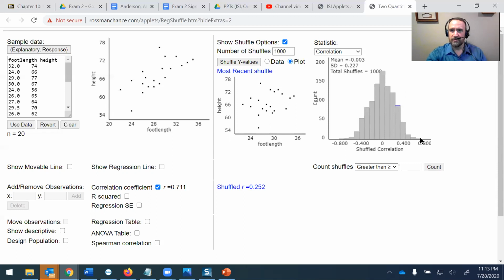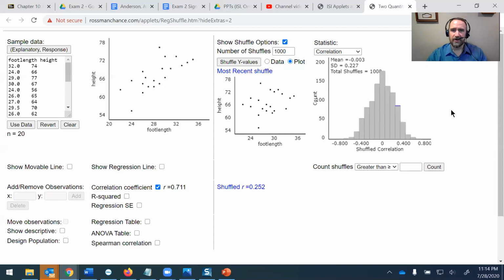Here's what we would predict if the null hypothesis were true. Not too surprising, right? Centered around a 0 correlation. If it's really true that there's no association between these values, then we would see 0 correlation most commonly. And then still, anything between maybe a negative 0.4 and a positive 0.4, pretty common kinds of correlations to see in a sample this size if there's really no correlation present in the population.